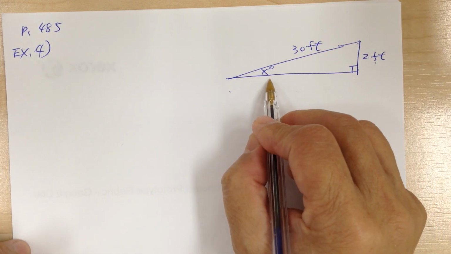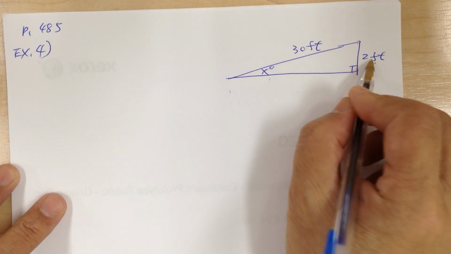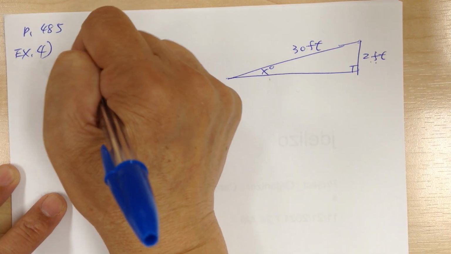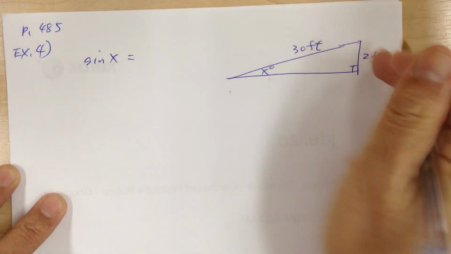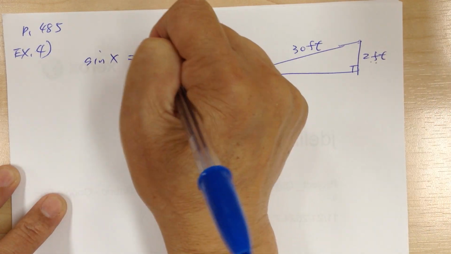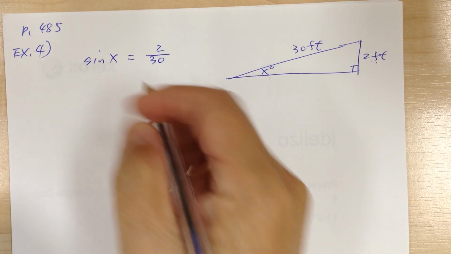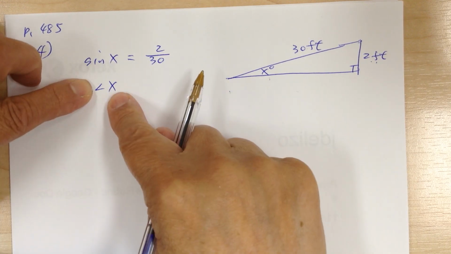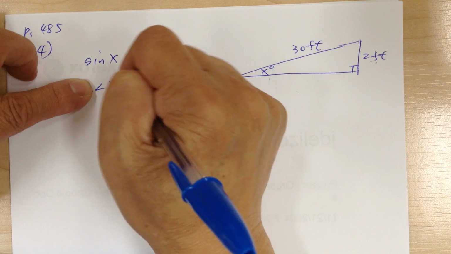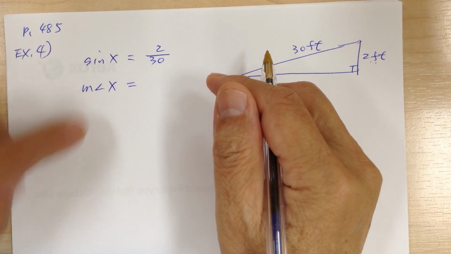So basically we're looking for this angle. This is opposite over hypotenuse, so this one has to use the sine function. So you get sine of x equal to opposite over hypotenuse, equal to 2 over 30. So to find the angle, the measure of angle x. If you don't have a measure, if it's just angle x, that's fine. Normally we get lazy and just say angle x, but technically you need to have the measure of angle x.